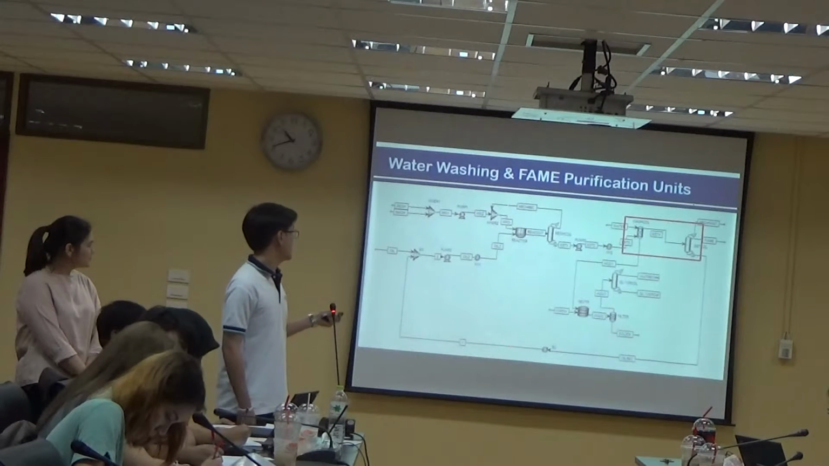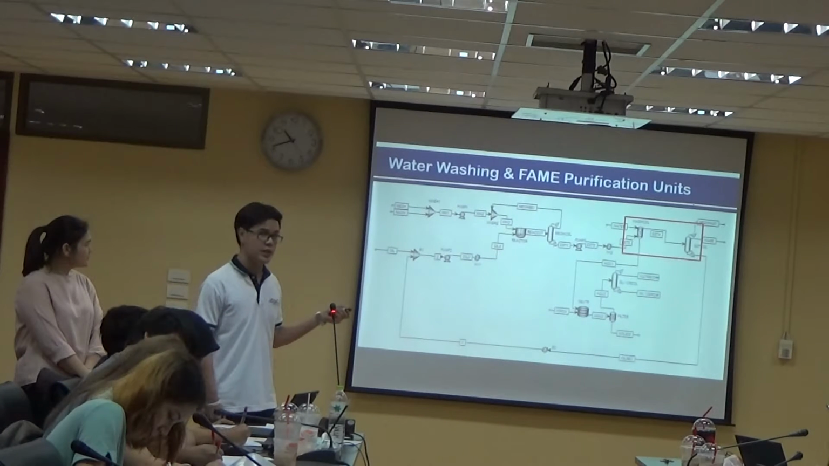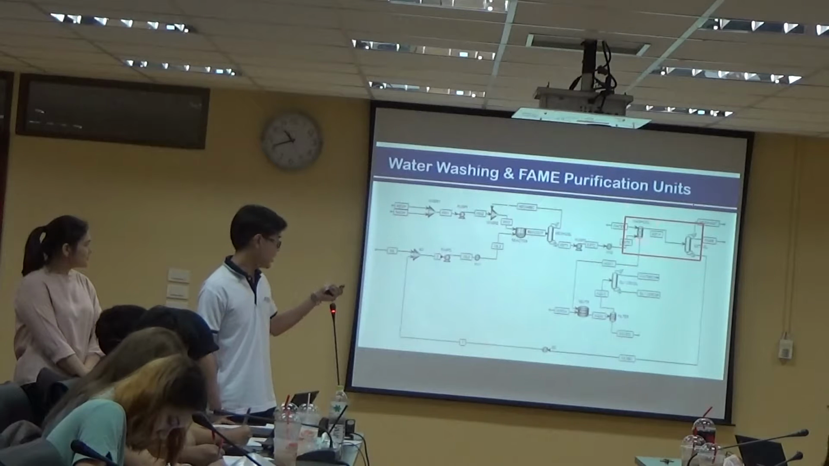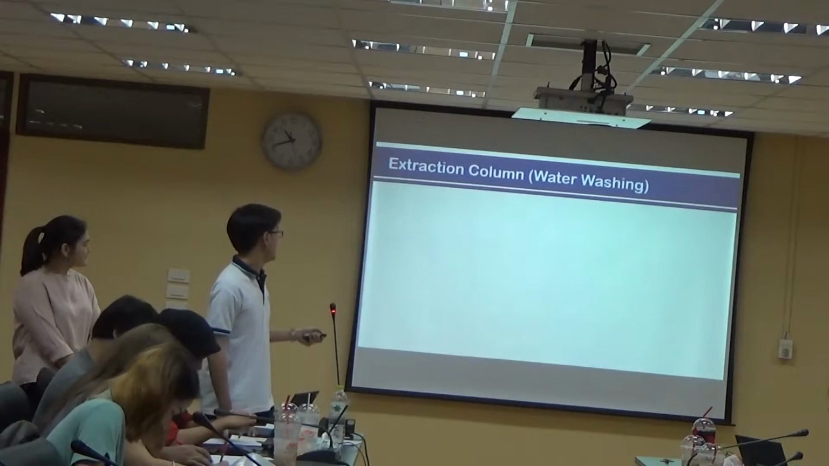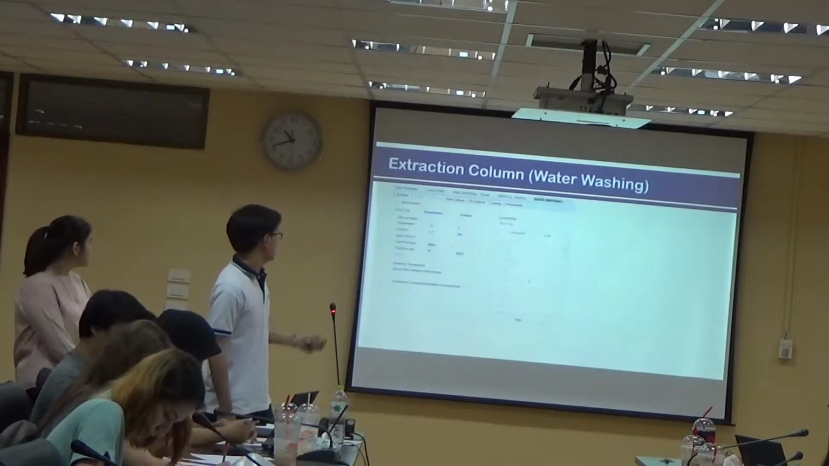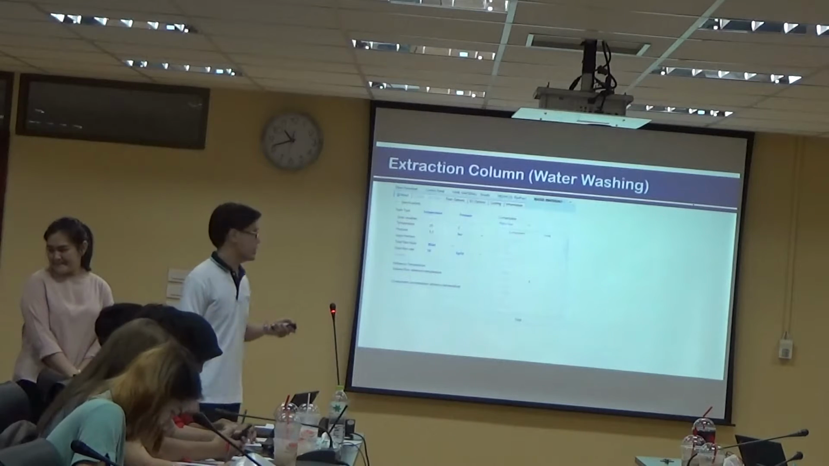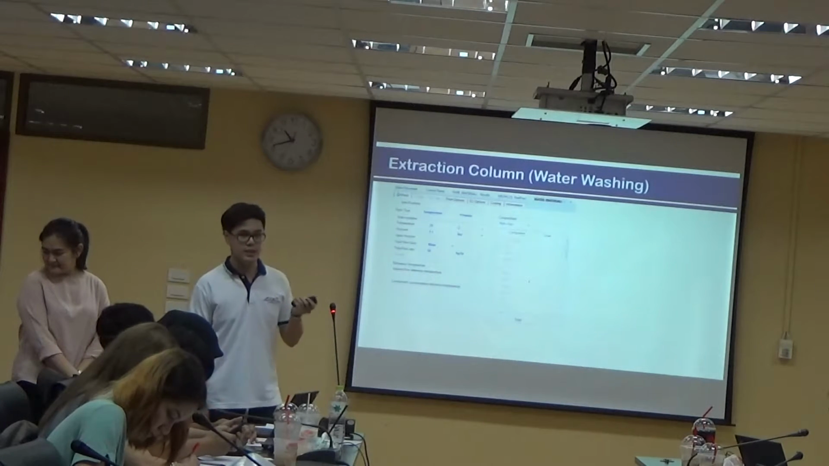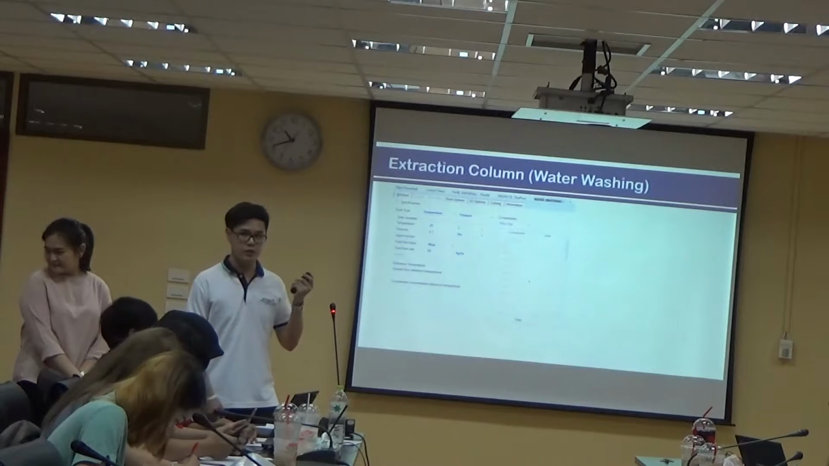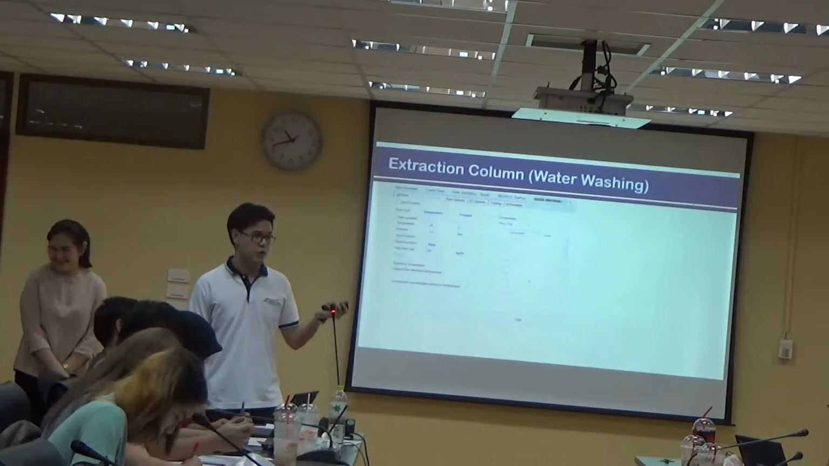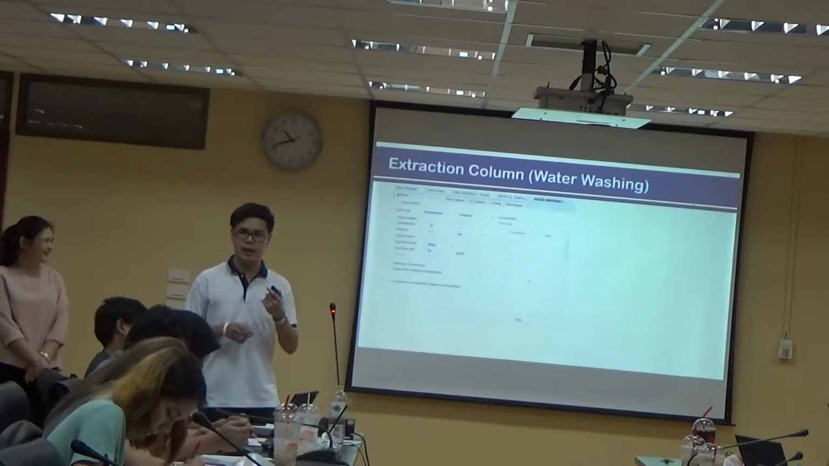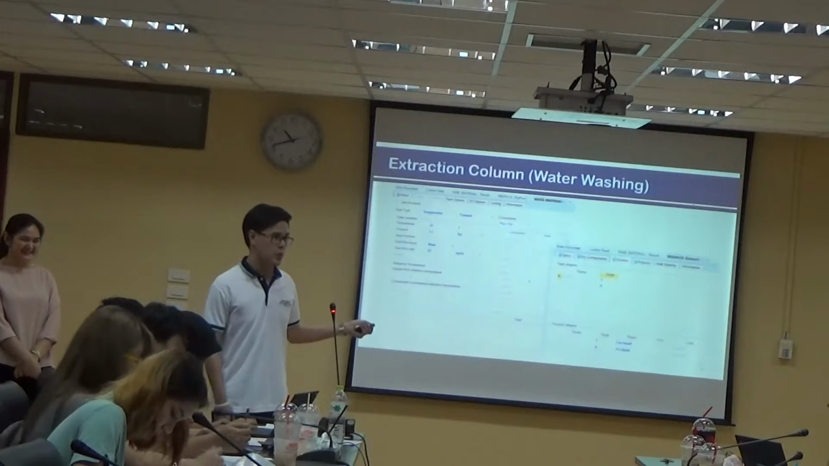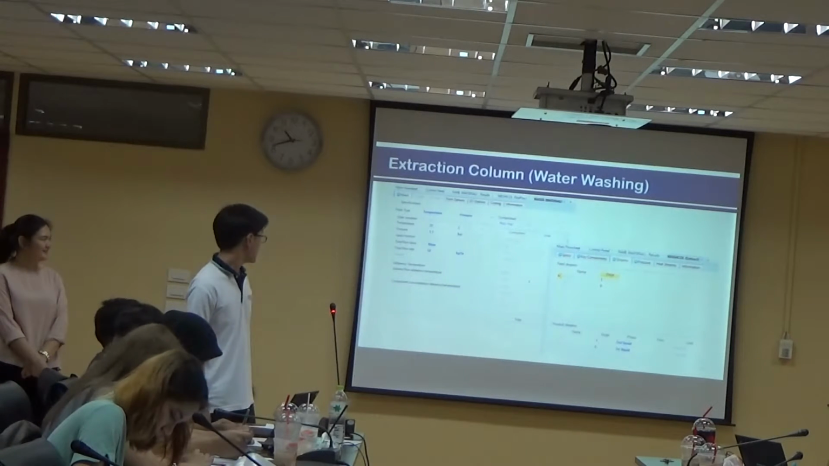For the next, water washing and FAME purification units. For the water washing, it is called an extraction column. The function of this is counter flow. The water will feed from the top and the stream will flow from the bottom for counter flow, and the part that can dissolve into water will be removed with the water.